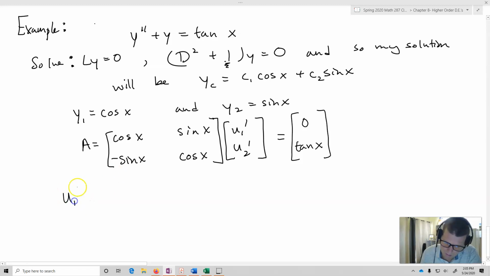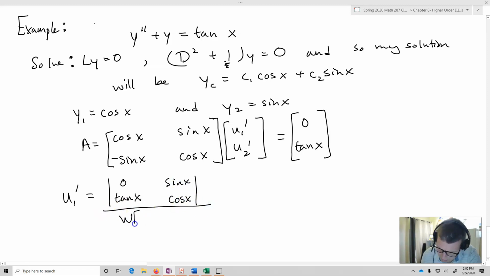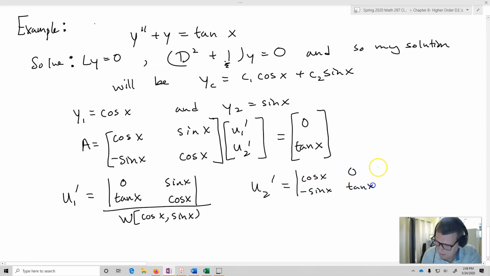So u1 prime is going to equal the determinant of 0, tan x, sine x, cosine x, divided by the Wronskian of cosine x, sine x. And u2 prime will equal, excuse me, the determinant of cosine x, negative sine x, 0, tan x, divided by, again, the Wronskian of cosine x and sine x.